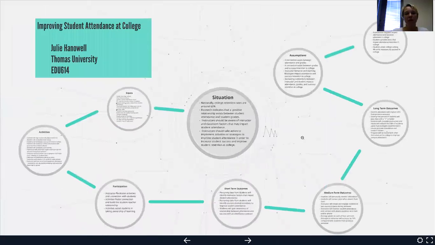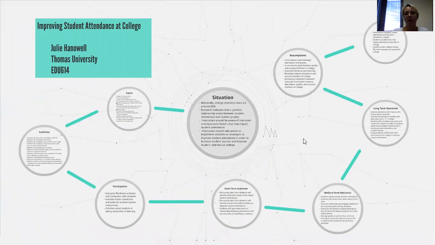So it is my goal that by implementing this handful of activities in my class, I will be able to fine-tune a plan to be used in the future with all of my courses to improve attendance, and therefore student grades, and therefore student success, and, the big picture, help improve the retention rates at my institution.